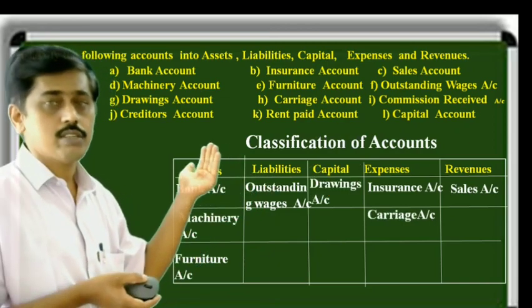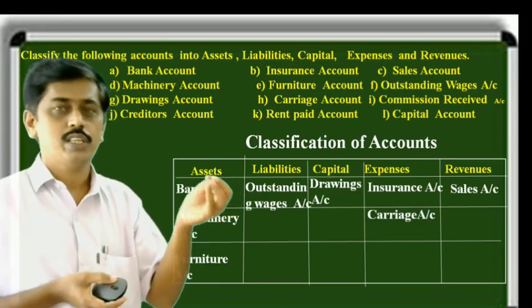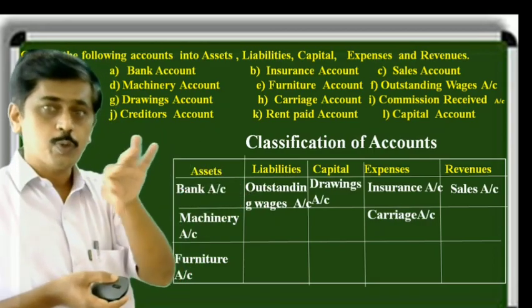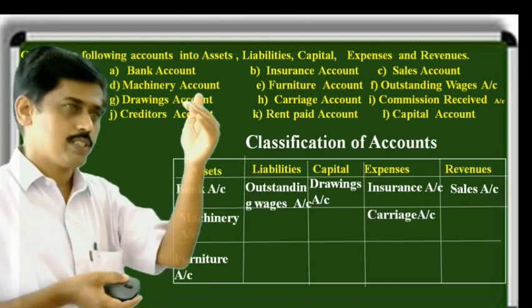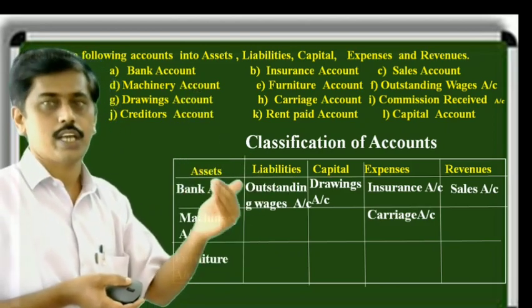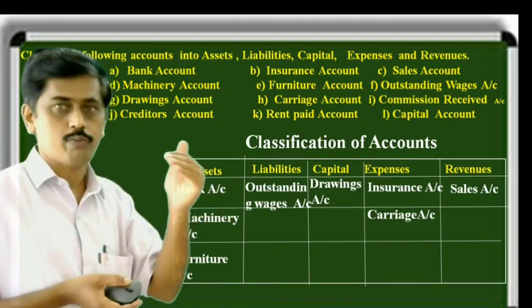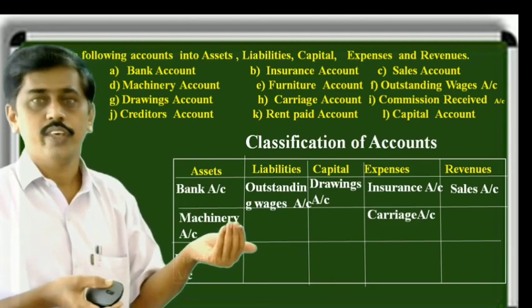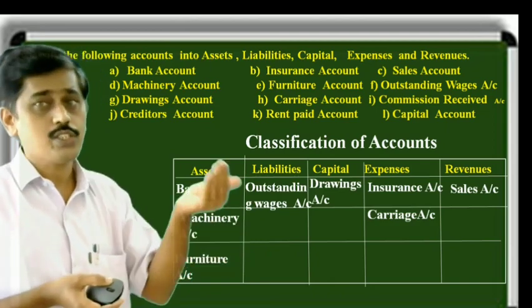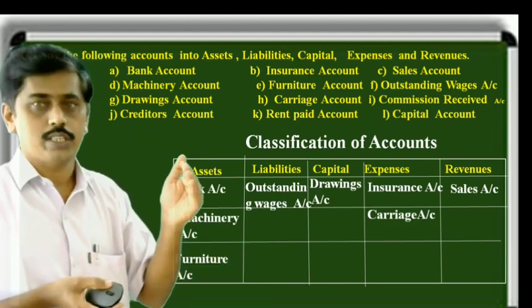Next, carriage account, expenses account. Carriage means amount paid for transporting the goods from one place to another or from the place of purchase to your place, like that. Carriage is the amount paid for carrying the goods. It is an expenses account. Commission received is a revenue to the business, income to the business.